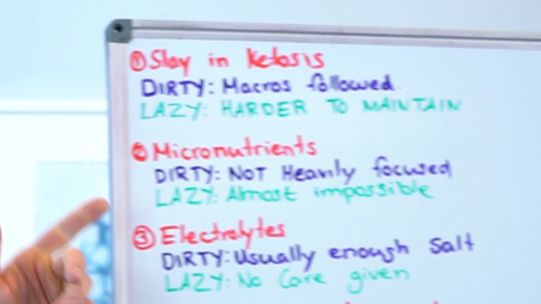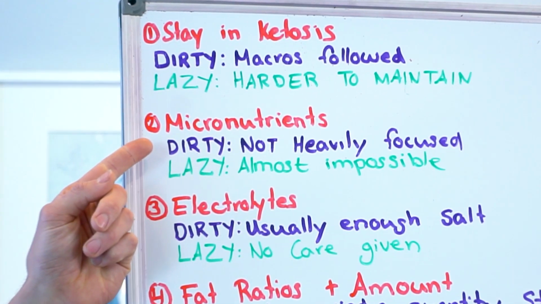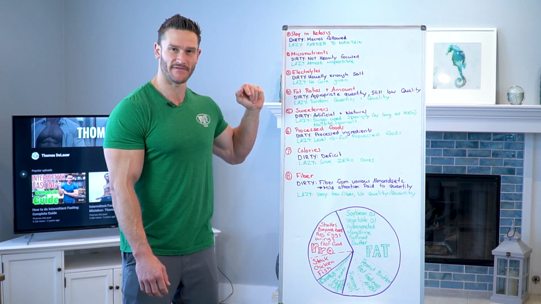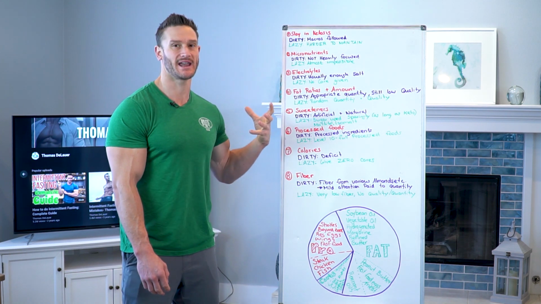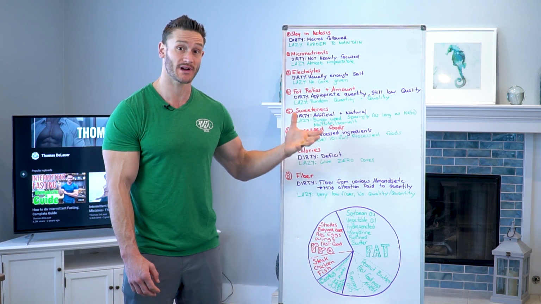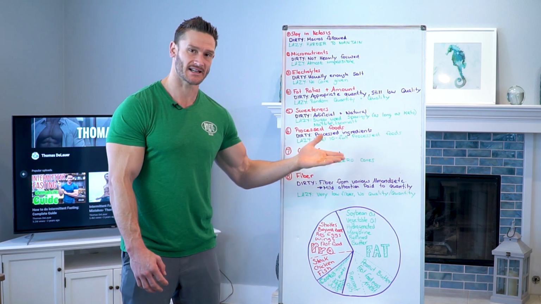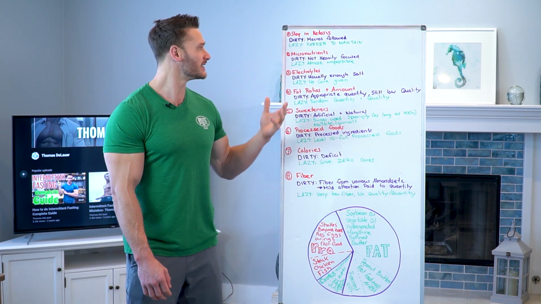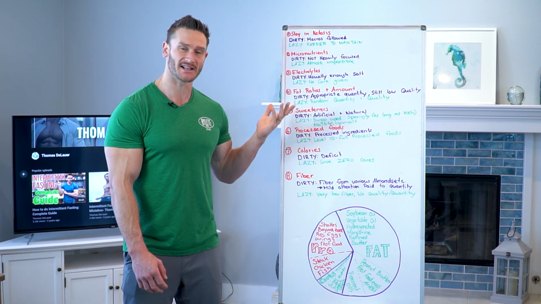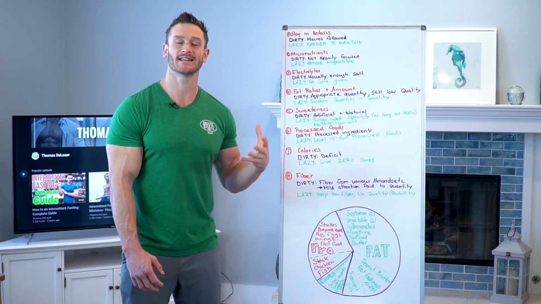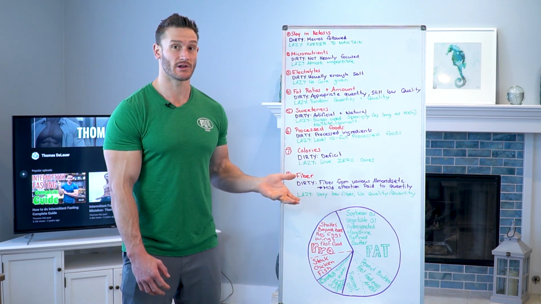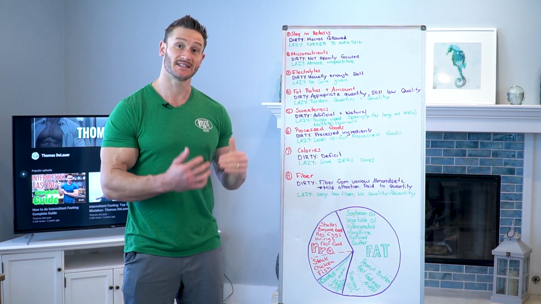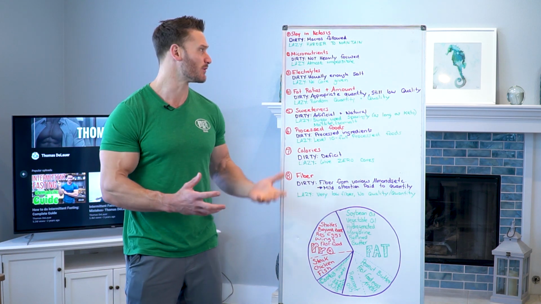The next one is micronutrients, like what kind of vitamins are you getting and everything like that. With dirty keto, there's not really a heavy focus on it, but because you are paying attention to specific macronutrient ratios, i.e. X amount of protein, X amount of carbs, it's a lot easier to achieve that. With lazy keto, it's almost impossible because you don't have any set standard. One day you might have 20 grams of protein, another day you might have 200, and it makes it really hard to have stable electrolytes, stable vitamins, stable minerals.